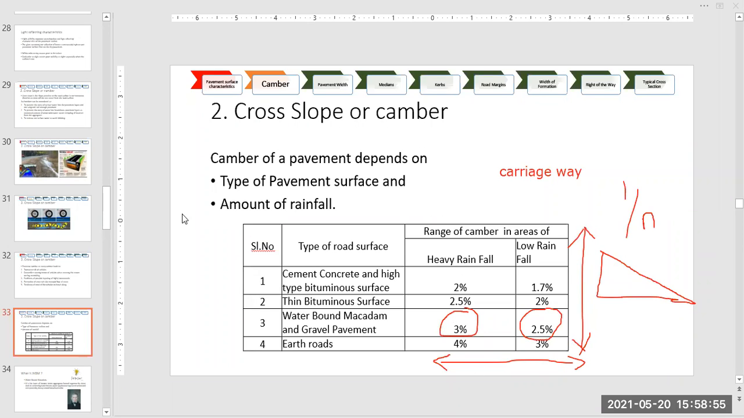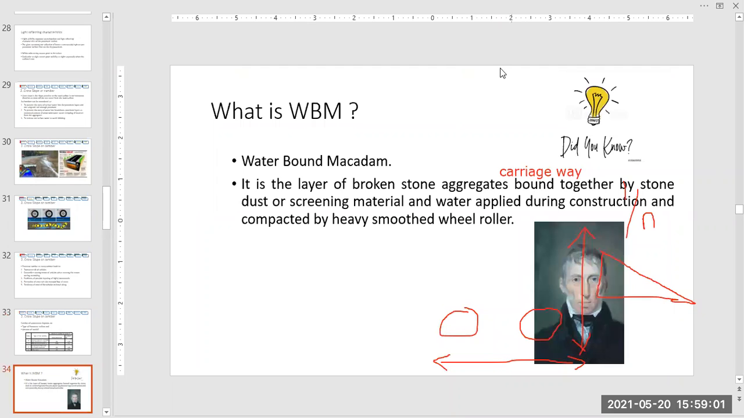Okay. Now, yesterday I was talking about WBM roads, isn't it? So what exactly is waterbound macadam, or what does WBM mean? This guy's name is John McAdam. As the years passed by, people started calling him Macadam. Okay, fine.